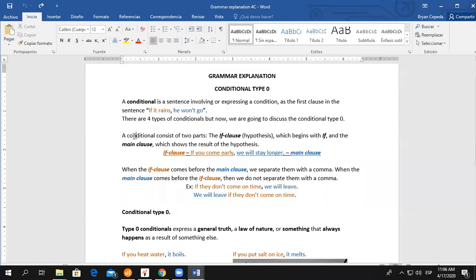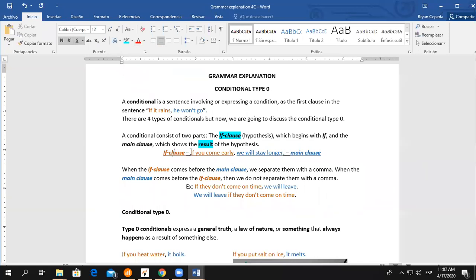Okay, a conditional in general consists of 2 parts. We have the if clause, which is the hypothesis, which begins with if, and the main clause, which shows the result of the hypothesis, okay? The result of the hypothesis.